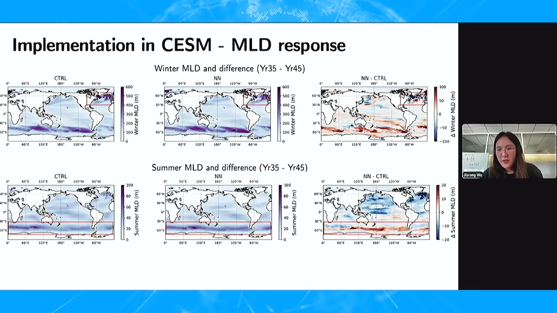Again, pretty large response. In this particular version of CSM, there seems to be the problem of too deep convection in the North Atlantic in the wintertime. And this was mitigated slightly by the neural network. And in the summer, we generally observe a deepening of the mixed layer in the Southern Ocean. But also this response took some time to establish.